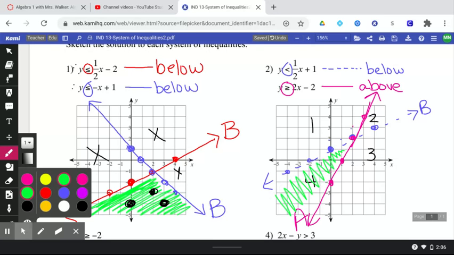So any point in section 4 would be a solution to both inequalities. So it means you could plug in the x for x and the y coordinate for y, and you would get a true statement for both pieces.